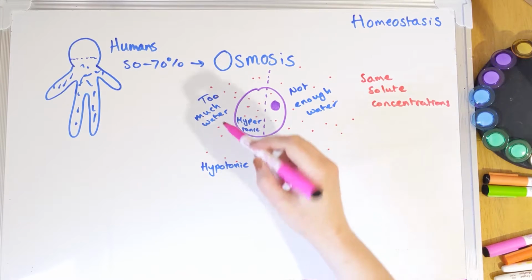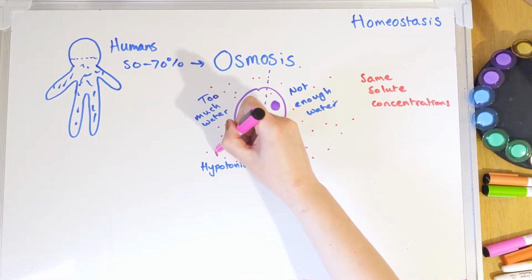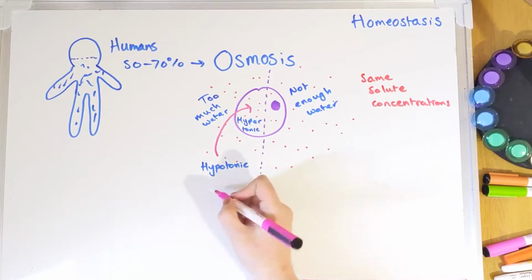So what's going to happen is water is going to immediately, whether it likes it or not, move from the outside of the cells to the inside, and that cell's going to swell up and potentially burst, and that's bad because you need cells to be alive.